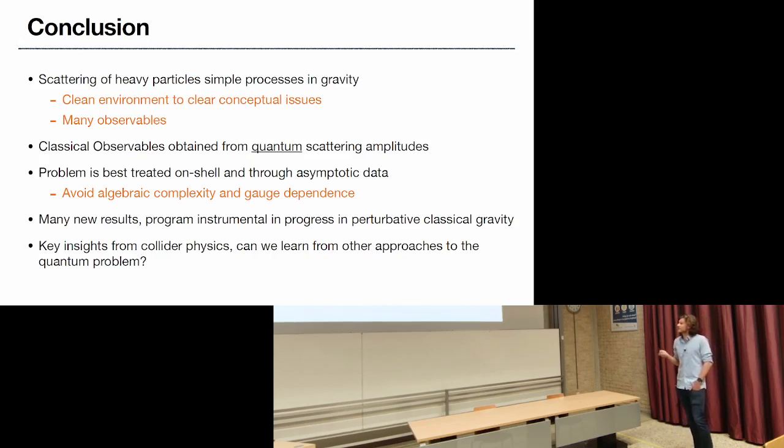We have constructed classical observables by using a quantum object, a quantum scattering amplitude, and we have used a manifest on-shell setup, which is very helpful because it avoids all the algebraic complexity and the gauge dependence that one would find if one did the computation in a different way. We have many new results, and the program is instrumental in pushing the progress in the field.